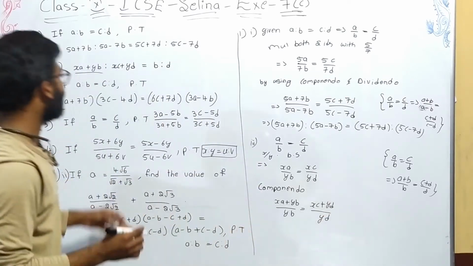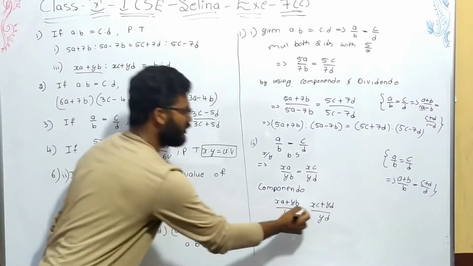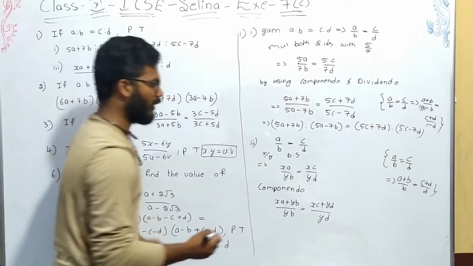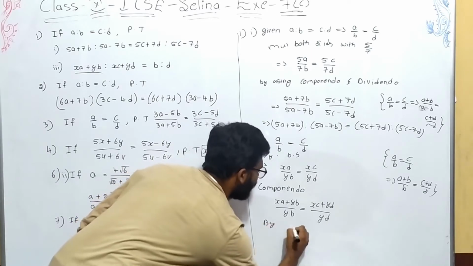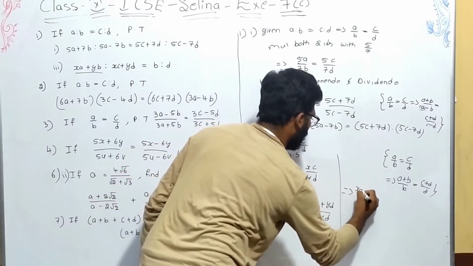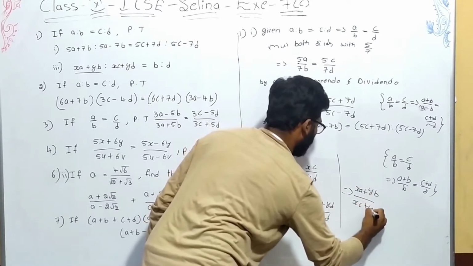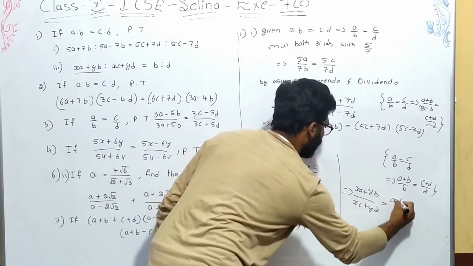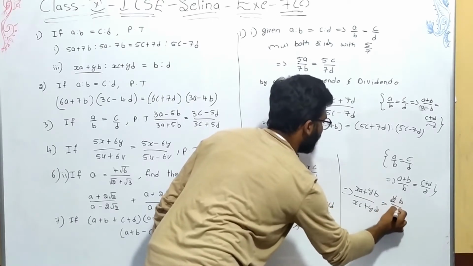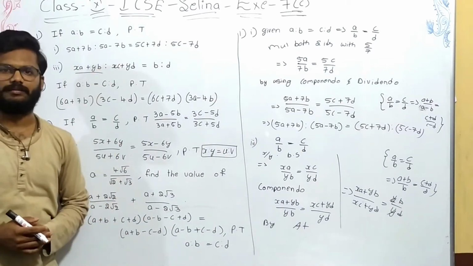And what do I want now? I want (XA + YB) by (XC + YD). So this should come here. Which property do I have to use? I have to use alternando property, right? So by using alternando, I can write (XA + YB) by (XC + YD) is equal to YB by YD. So Y and Y get cancelled. So here we proved what we need.